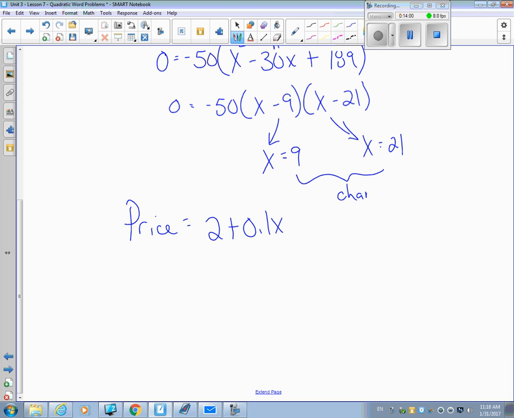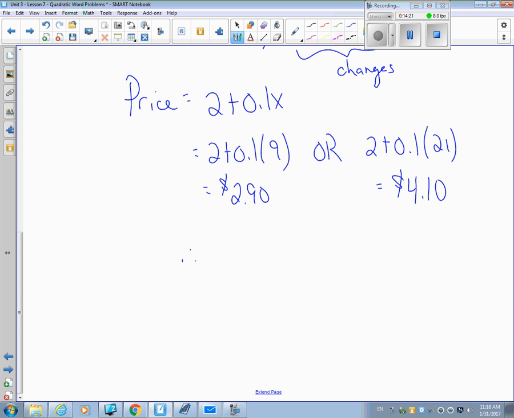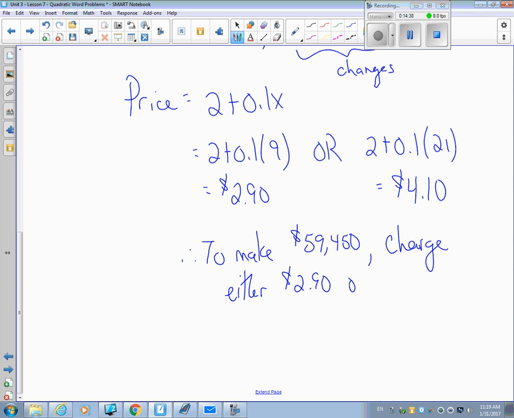These are our number of changes. So our new price, we have two options. It could be 2 plus 0.1 times 9, so in other words, $2.90, or 2 plus 0.1 times 21, which comes out to, what's it, 4.10. Okay, so therefore, to make 59,450, charge either, as both options are allowed, $2.90 or $4.10.